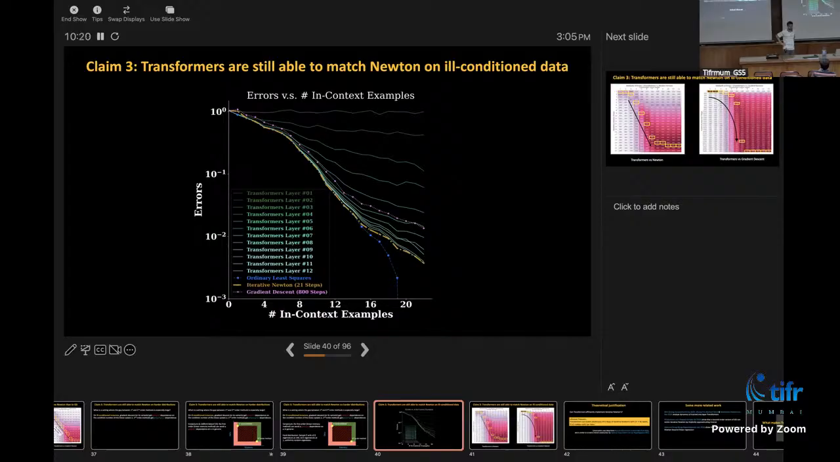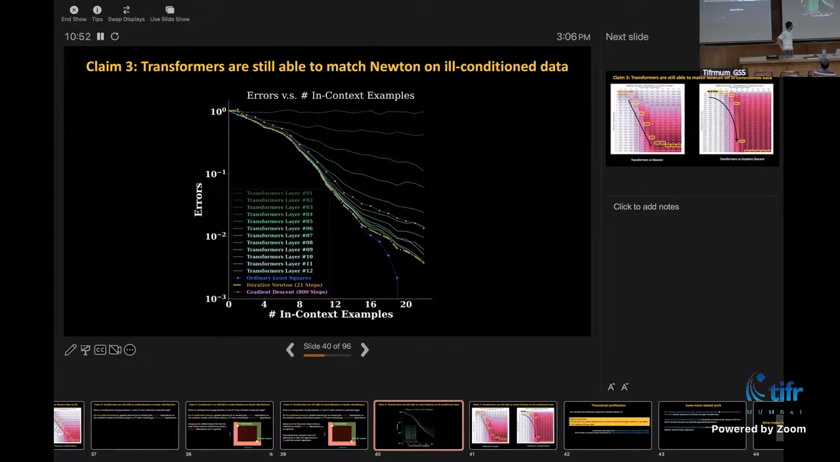Layers here correspond to the number of steps of the method. So if you add more layers, what we would expect is that you would be able to match more steps of Newton. And the question is whether transformers, like second order methods, can match gradient descent on ill-conditioned data. That's an empirical observation we would be noticing.